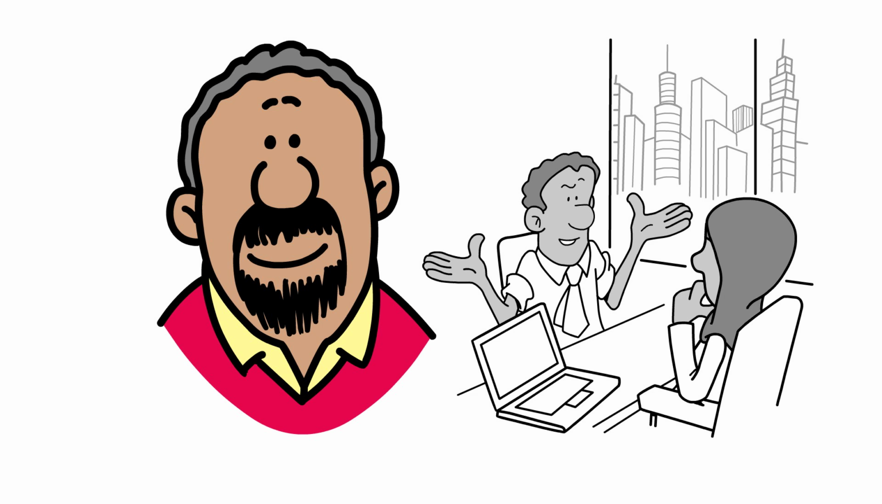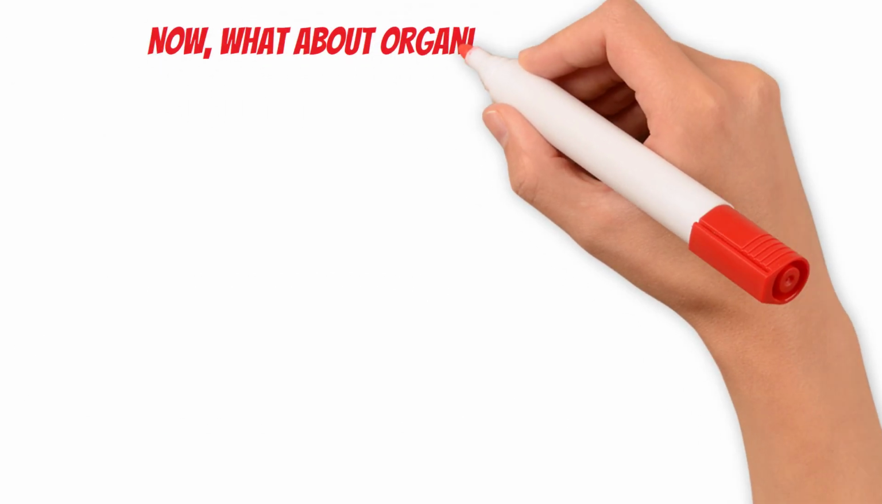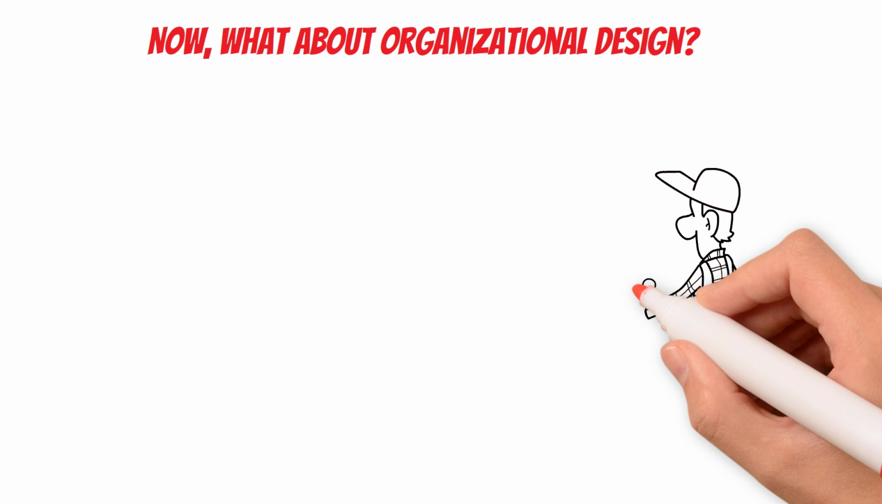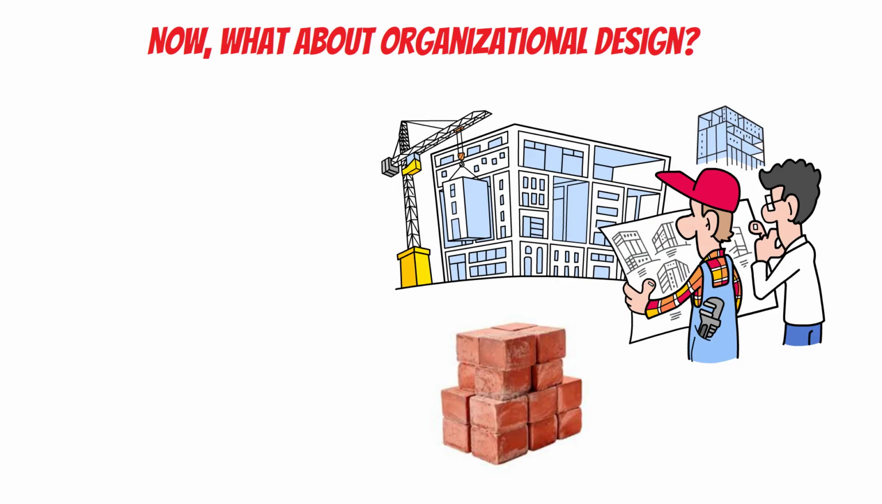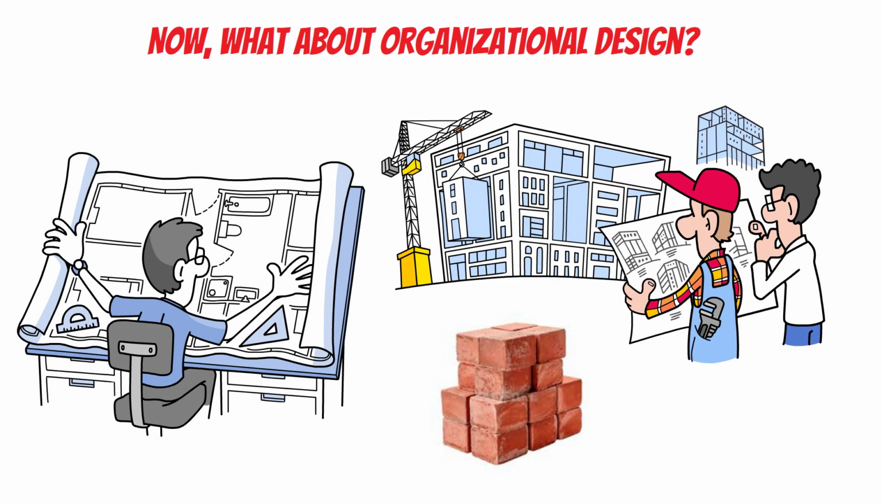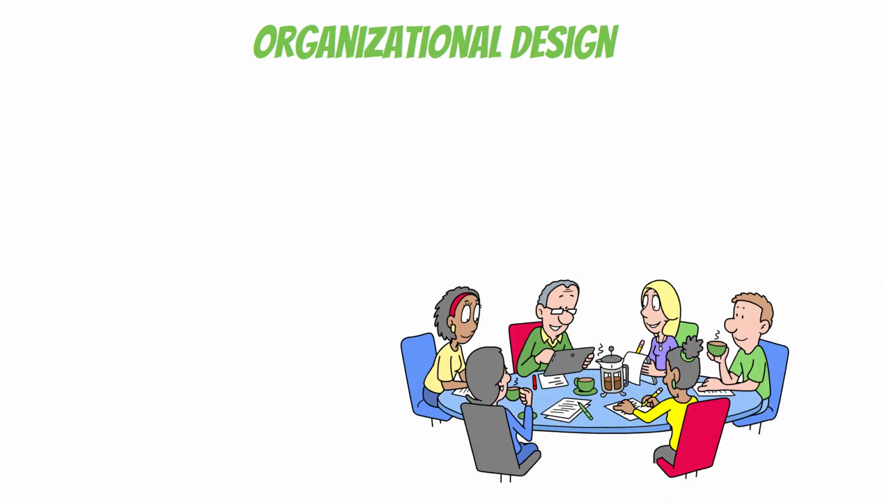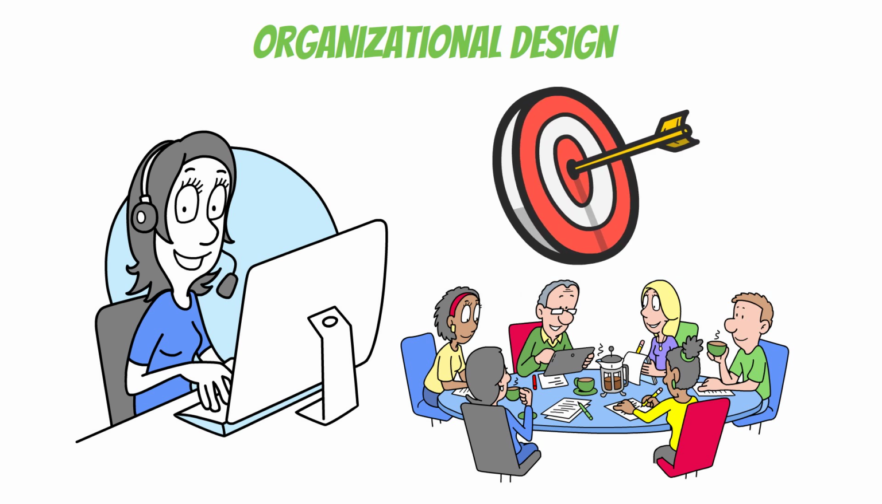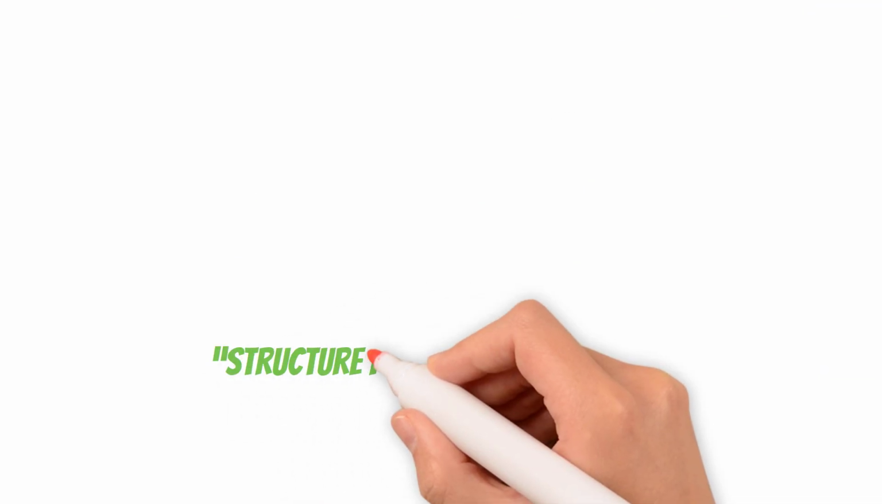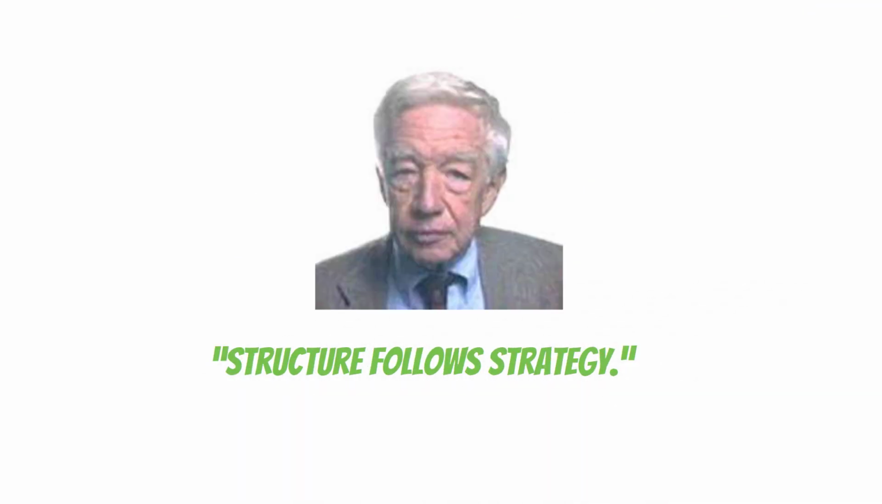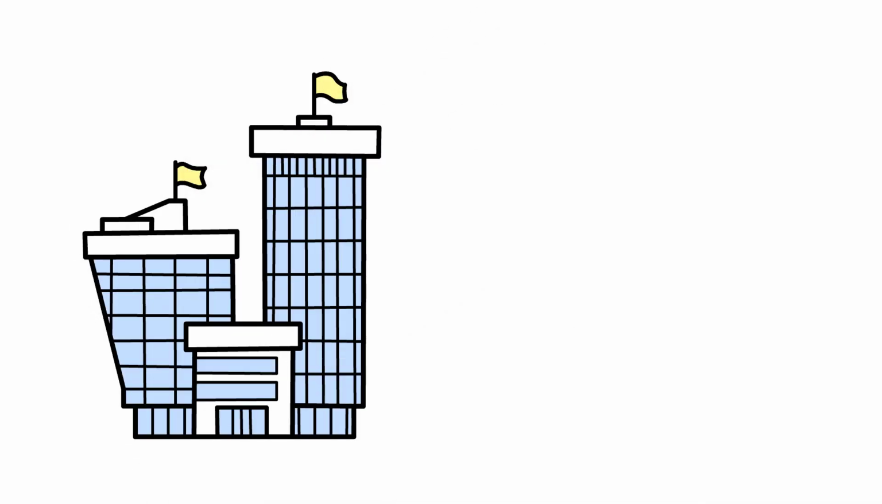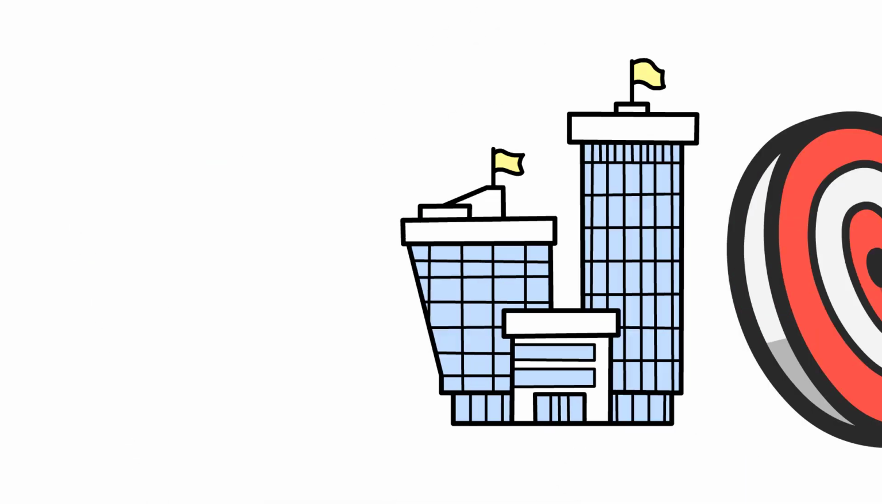What is organizational design? Now, what about organizational design? It's like being the architect of a building. You don't just throw bricks together. You plan it first. Organizational design means creating the best structure so people can work easily, talk clearly, and achieve goals quickly. Famous quote, "Structure follows strategy." Alfred Chandler. That means the way your company is built should match your goals.